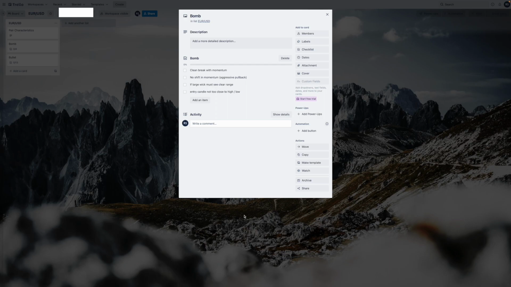And then if the entry candle is a little bit further away from the high or low, what will happen is, once you break the high or low, you will be able to reduce your risk, or sometimes you may be able to lock in a little bit of profit. So like I say, keep your checklists very, very simple.